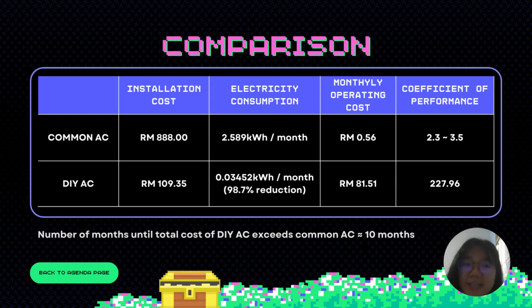The DIY aircon has a better coefficient of performance as compared to the common aircon. This means that the DIY aircon has a higher effectiveness in removing heat from the room as compared to the common aircon. Here is one remark: the number of months until the total cost of the DIY aircon exceeds the common aircon is around 10 months.